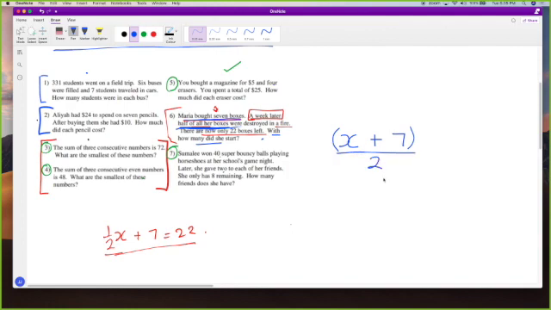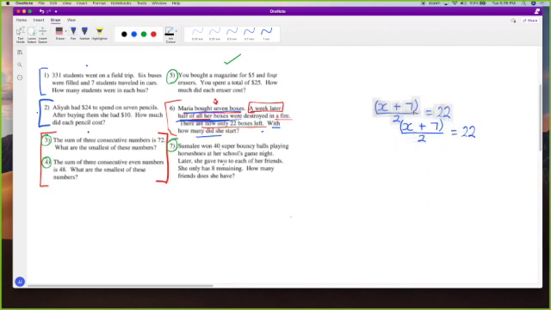So that is why I divide by 2. Half of all. So all is X plus 7. That's how many boxes she had in all. Half of them were destroyed, so you divide it by 2. And when half of them were destroyed, the half that she has left, which is this, is 22. She had 22 boxes left.